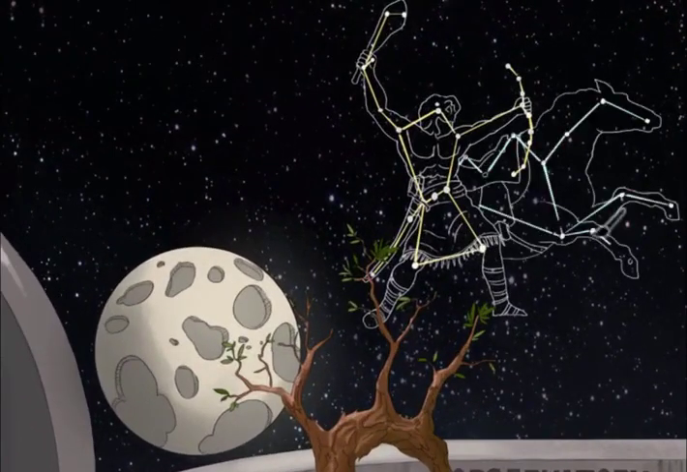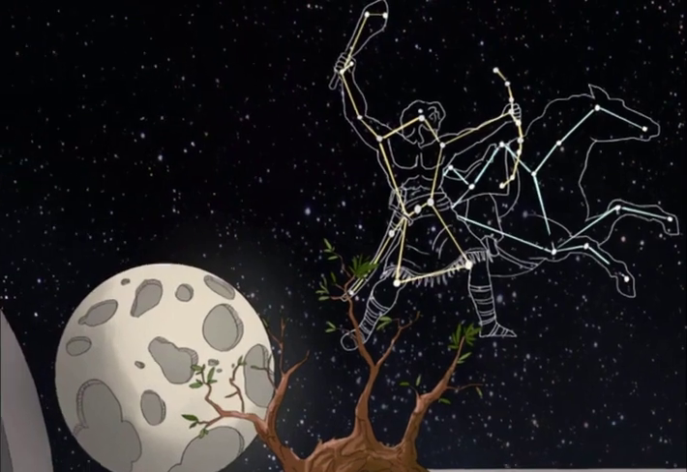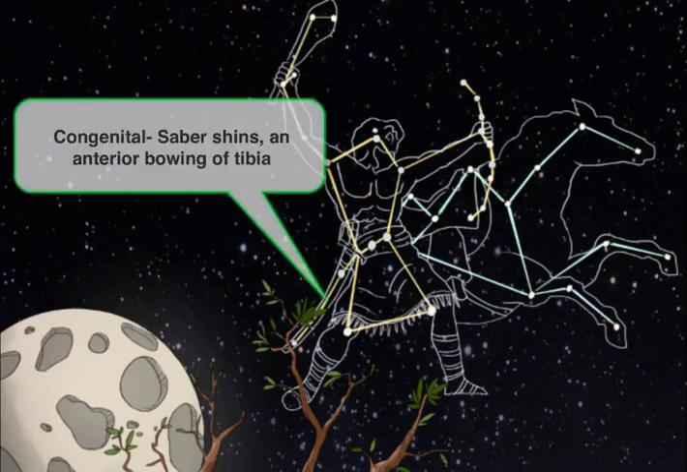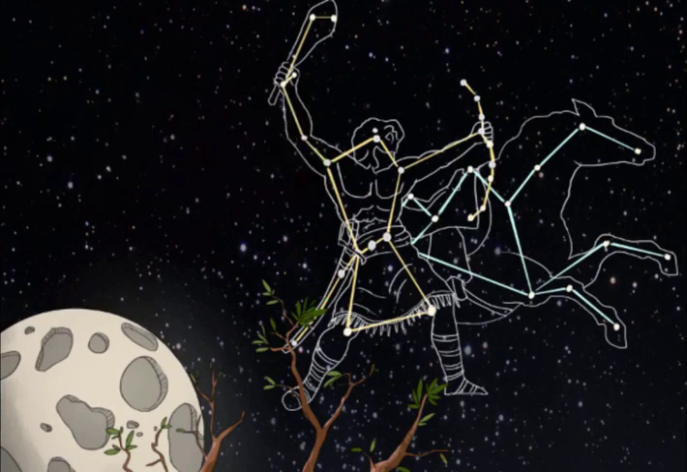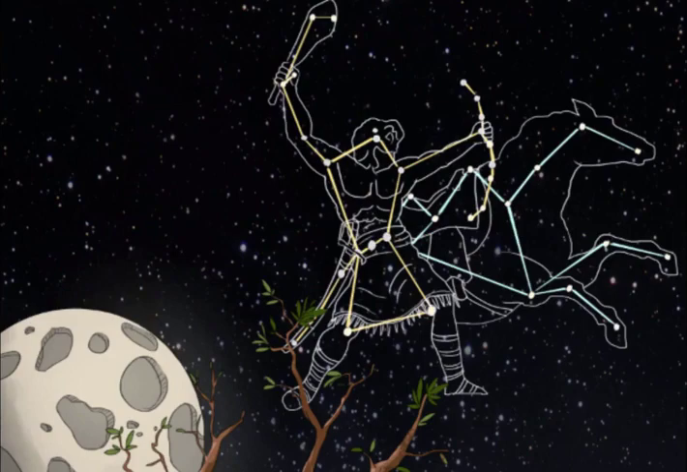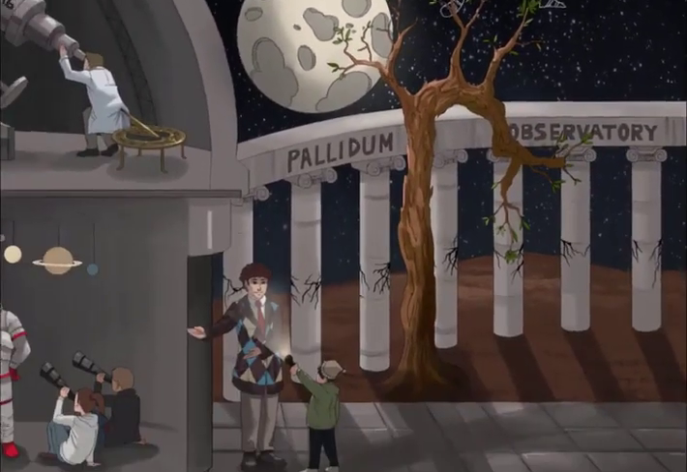Anyway, looking at the top right, we have an Orion-like constellation. This hunter has a sword, more specifically a saber, that ends near his shins to represent the buzzword saber shins, which is simply an anterior bowing of the tibia. We also see a saddle on the Pegasus constellation to symbolize a saddle-shaped nose, which looks like a stubby nose with an indented bridge. So this saddle for saddle nose.